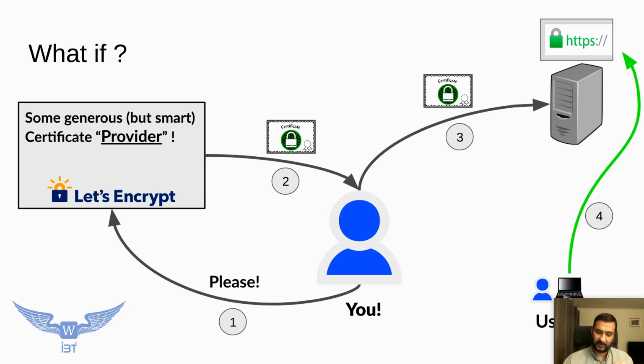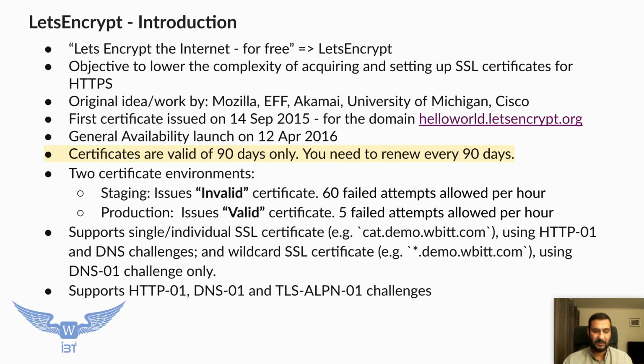So some people got together. They said, let's encrypt the internet for free. And their idea, as I discussed, was to lower the barrier to enable HTTPS, to secure their web services. And the people who thought about this idea were Mozilla, EFF, which is Electronic Frontier Foundation, Akamai, University of Michigan, and Cisco. So they started working on this idea, and they had everything set up eventually by September 2015.